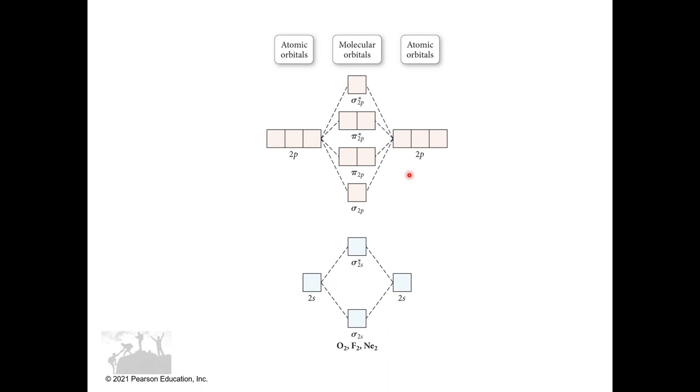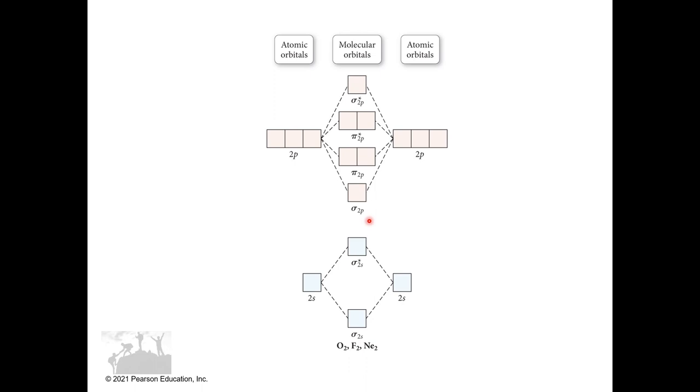And that's because there were 2 different ways in forming the pi 2p molecular orbital. So if we have these 2 bonding orbitals, we should also have 2 antibonding orbitals. So here we are. We have pi star 2p antibonding molecular orbitals. And these are also degenerate. Okay?